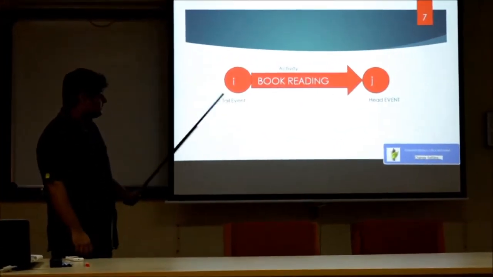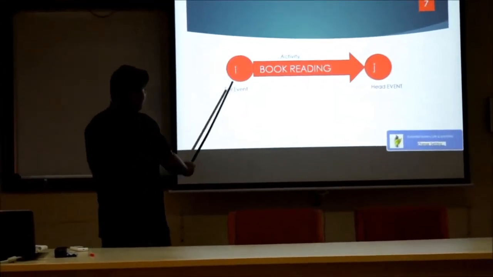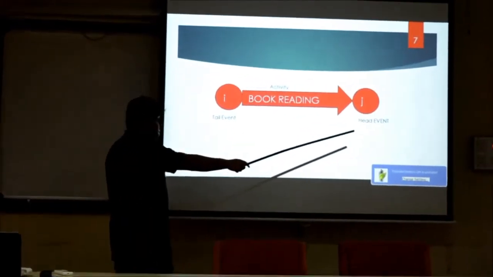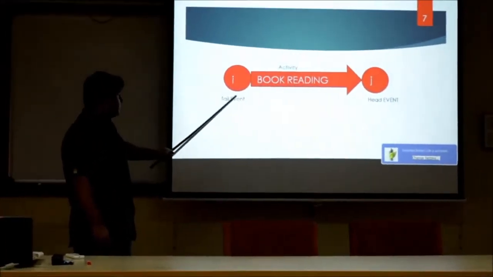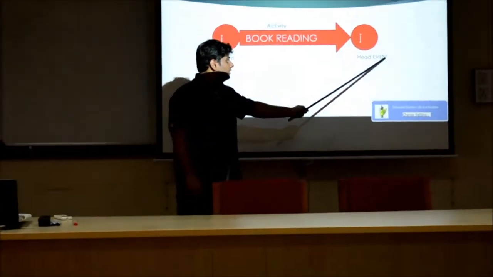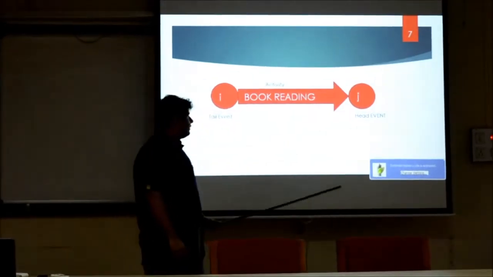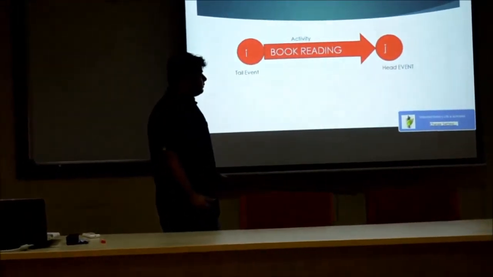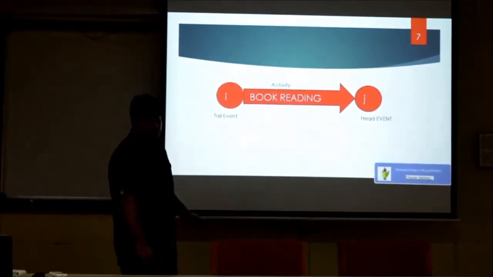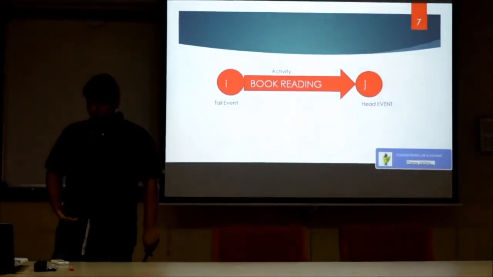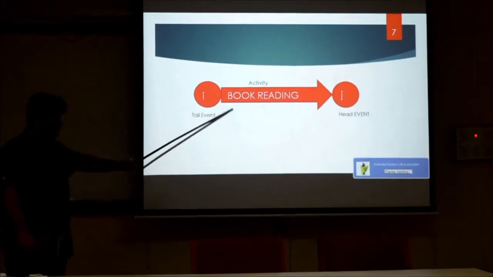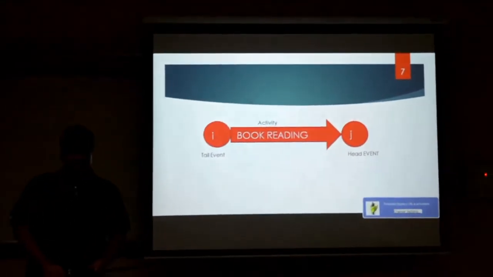So we will take the example of a project. One person started reading a book, and at the end he will finish the chapter. The starting of reading a book is a tail event when he is starting, and when he stops reading the book and concepts are clear, then it is called the head event, and the activity is called book reading. Book reading is the activity. So it's a simple example of a project.